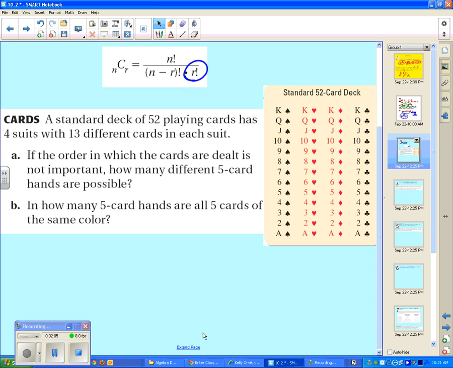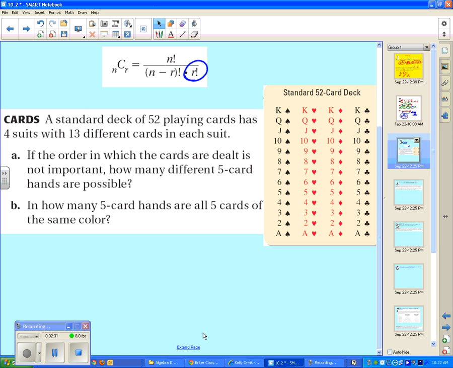Let's say that I got an ace. Does it give me a different hand if I got an ace of hearts first or if I got an ace of hearts last, if I had the same other 4 cards? No. So this is a combination problem because it doesn't matter what order you're dealt the cards. It just matters the combination of 5 cards that you get at the end. Okay? Combination problem.